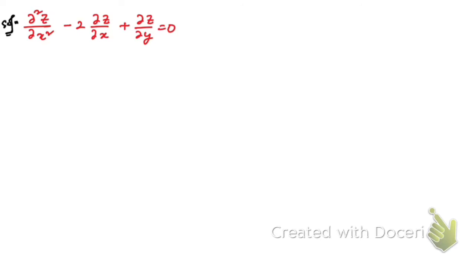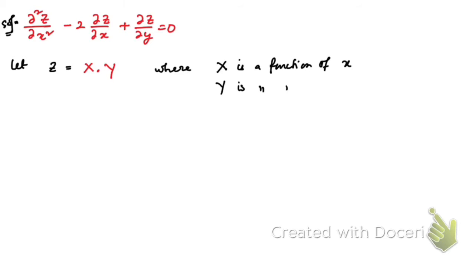Now in order to solve this, let z be equal to, so here we have two variables, x and y. Let us take capital Z equal to capital X into capital Y, where capital X is a function of small x and capital Y is a function of small y. We're going to take it that way, and this is equation number 1.